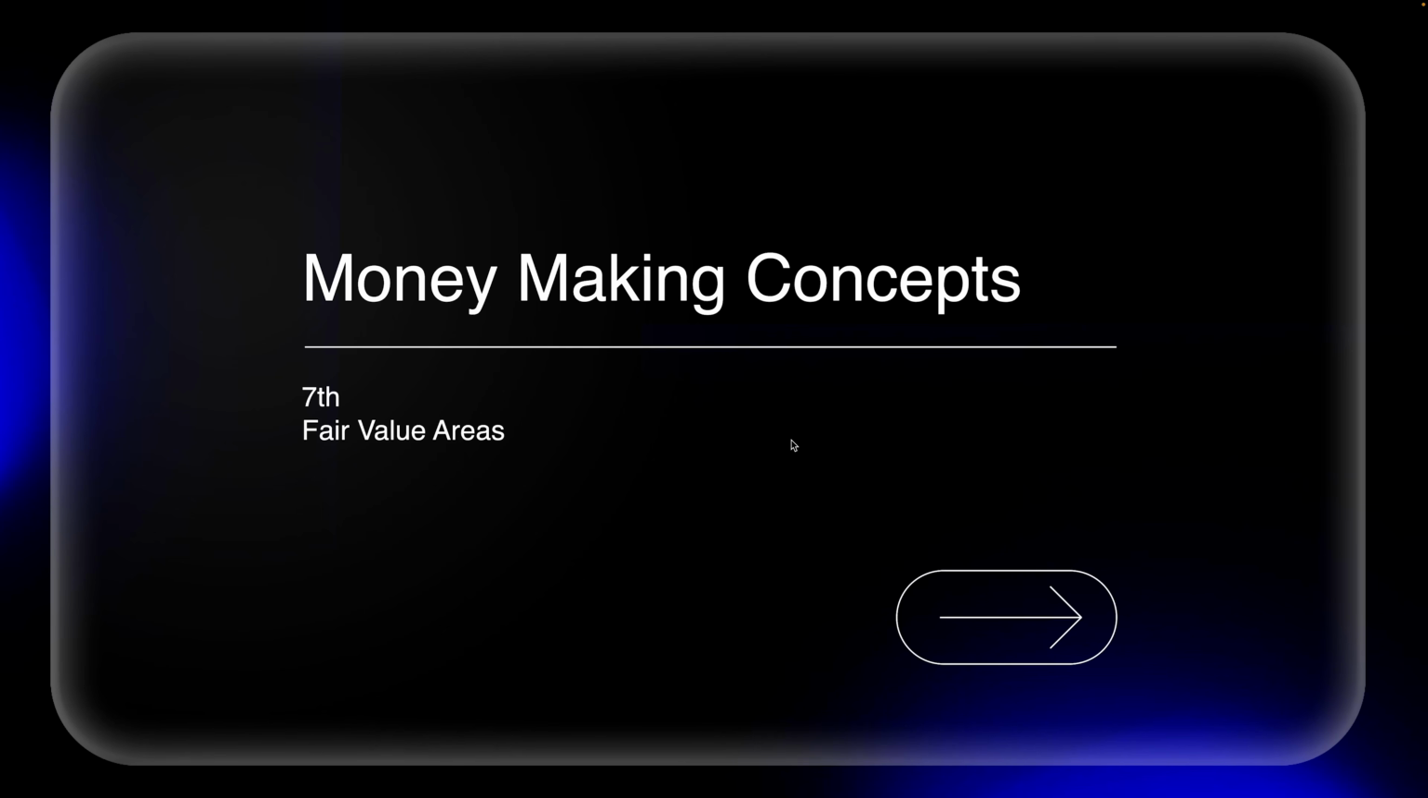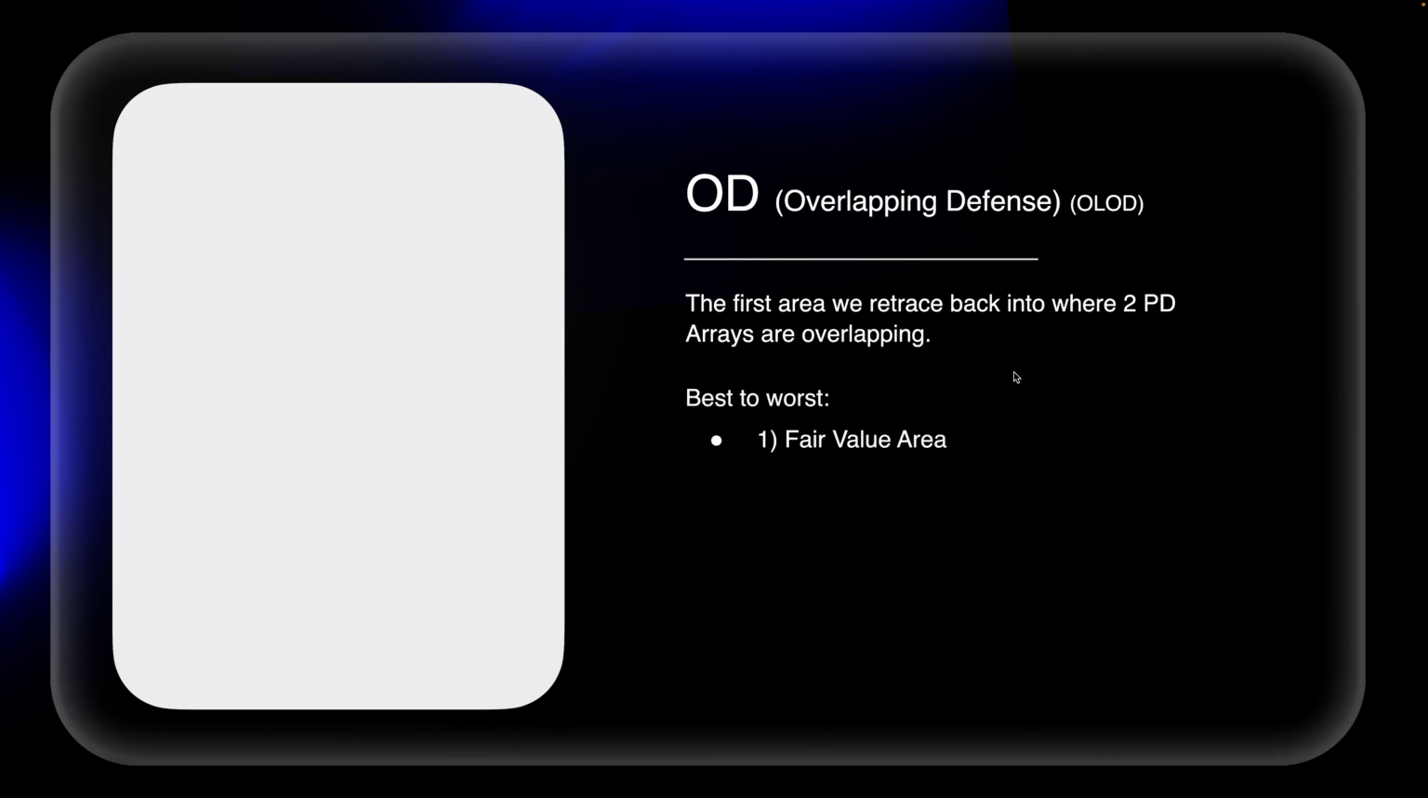All right. So in the 7th video of the MMC series, we are going to dive into fair value areas. So we understand the direction, but now we are discussing narrative. So if we are going higher, then where are we going higher from? And one of those areas is the overlapping defense. Like we mentioned, if we break down that order flow leg, it is the first area we retrace back into where two PD arrays are overlapping.